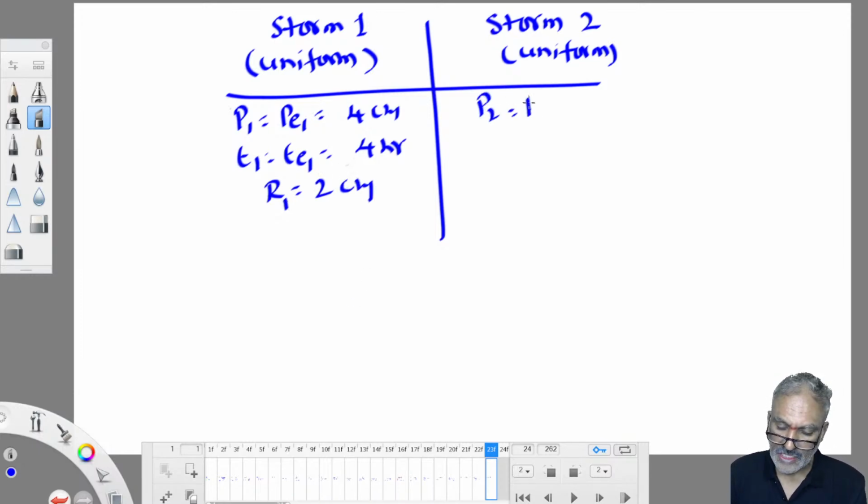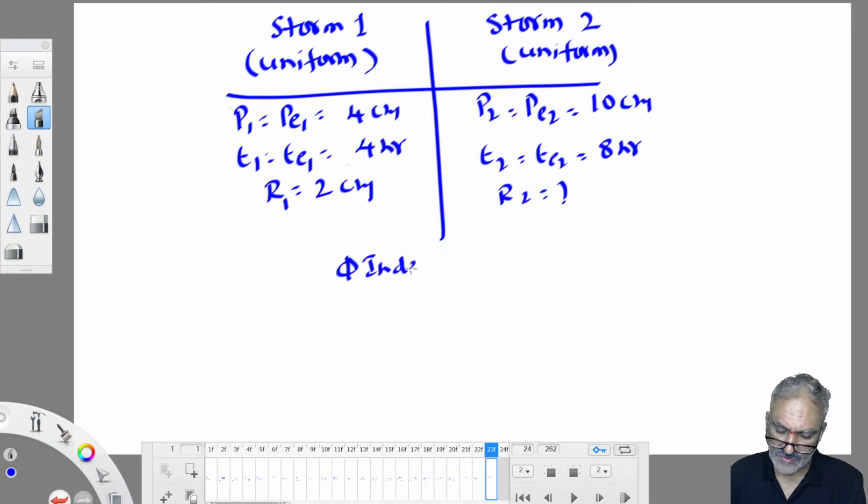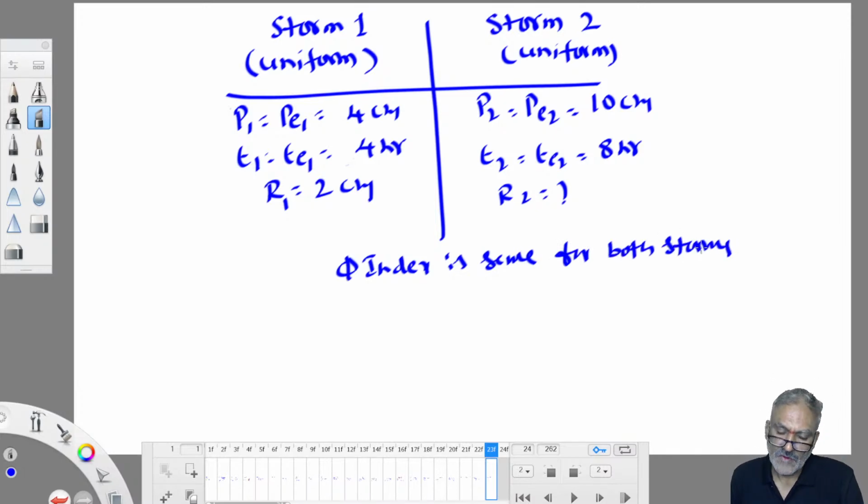Then, in the same catchment, if 10 centimeter rain occurs for 8 hours, what should be the runoff component, is what it is asking. The pi index is the same for both storms, because both storms have occurred in the same catchment. Therefore, what to do? This pi index is common for both storms.